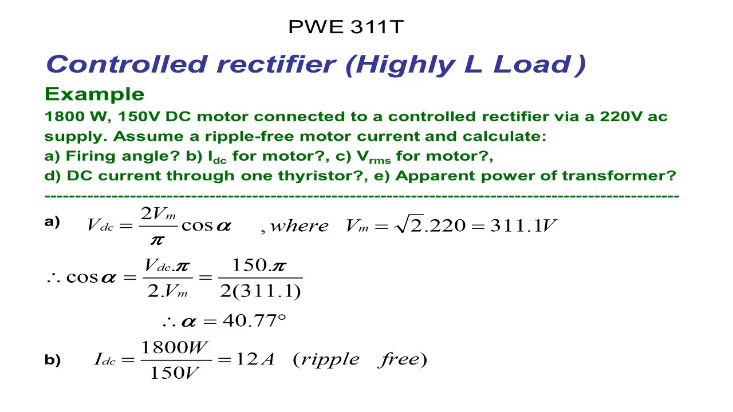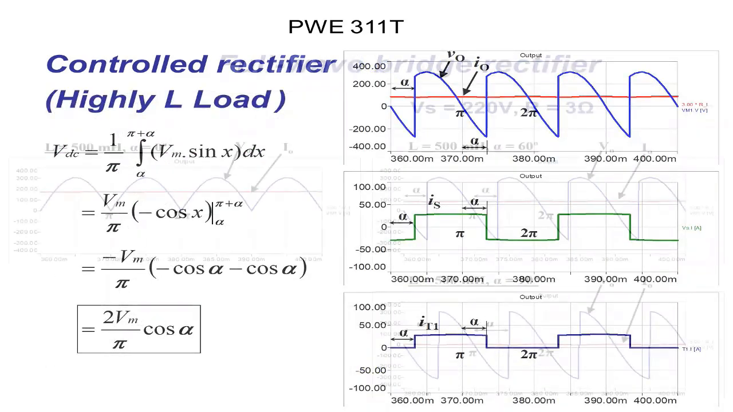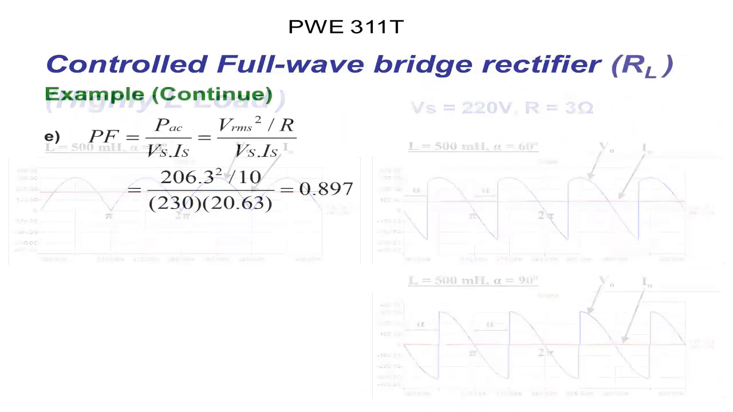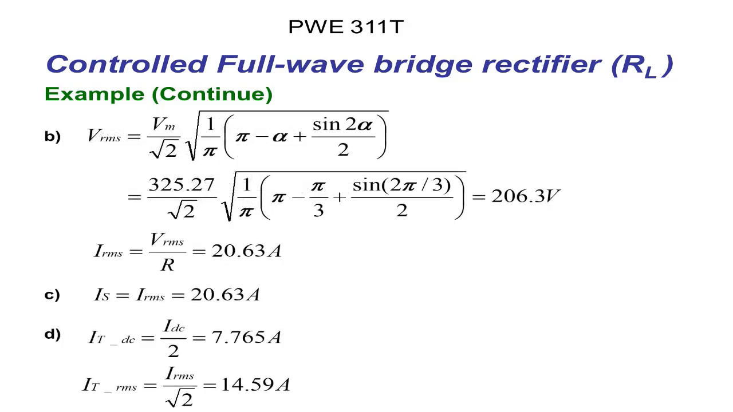Now, one thing you should know is that the DC motor is highly inductive. So for a highly inductive load, VDC is 2 Vm over cos theta. Please don't get confused with this equation. Let's go back to the one we derived before.